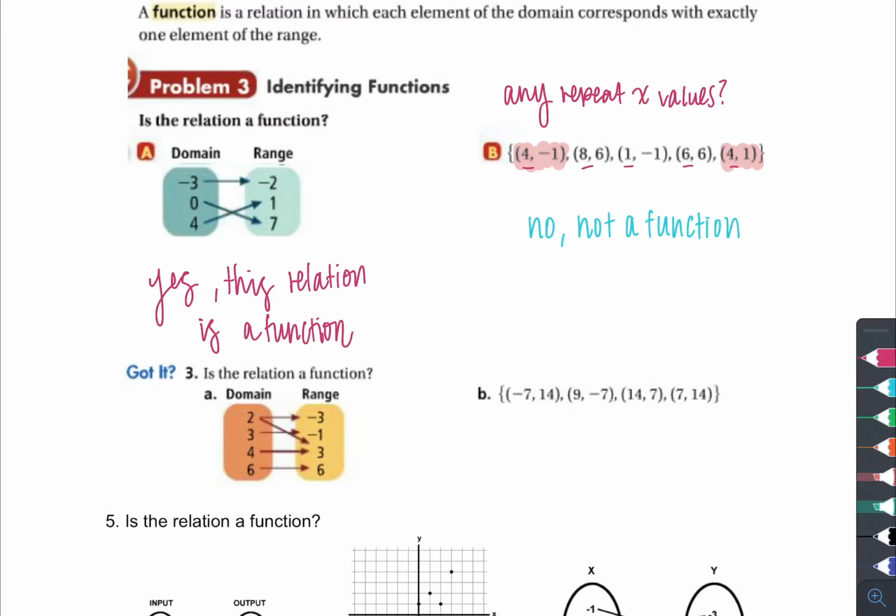Okay, go ahead and try the next one on your own. You'll notice that this 2 goes to both the 3 and -3. Because of that, no, this is not a function. Go ahead and try the next one. So we don't have any repeat values. We have 7 and -7, but that's it. So yes, this is a function.